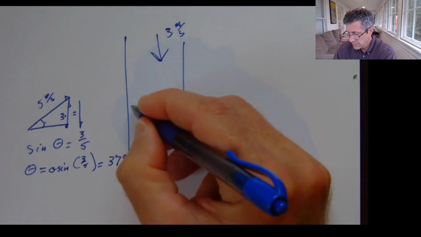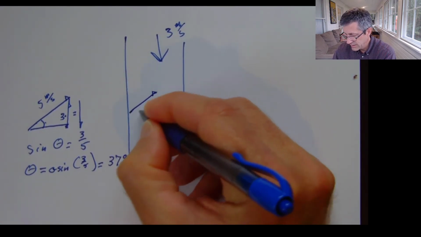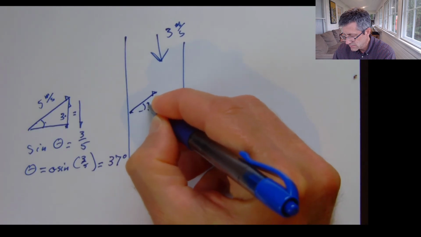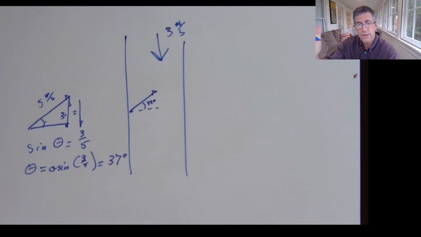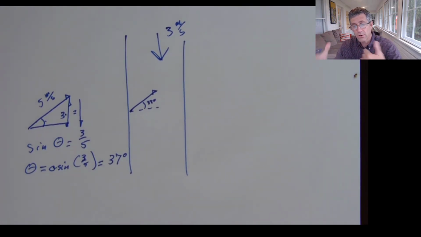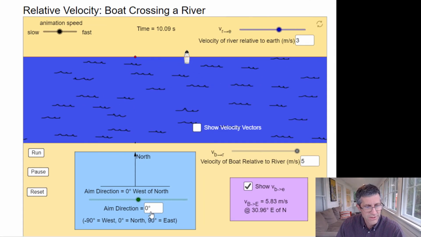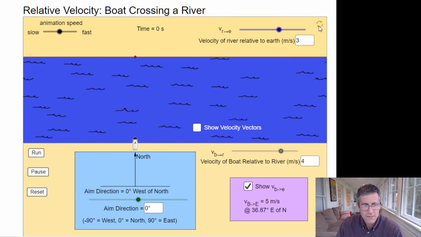So if I aim at an angle of 37 degrees here, the amount that my velocity vector going into the current will counteract all of the current itself, and so I should end up getting straight across. Well, let's see if that works. So here I'm going to reset this. Yep, it's up to 5. Velocity of the boat is 5. Velocity of the river is 3. So I'm going to put in here 37. Let's see what we get.